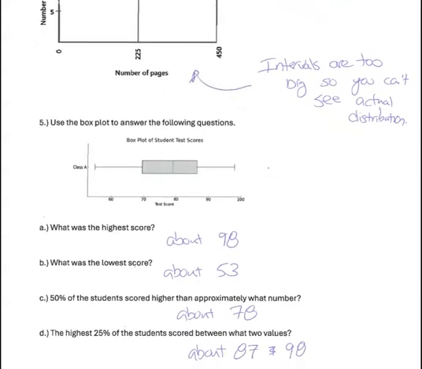And then lastly on here, let me go ahead and drag this down. On this one, you were supposed to be interpreting our box plot. It says, what's the highest score? I'm going to guess that's about a 98. What was the lowest score? I'm going to guess that's about a 53. 50% of the students scored higher than what? Well, that's the middle of that box, which looks like around 78-ish. And then the highest 25% of the students scored between what scores? That looks to me like 87 going to about 98.